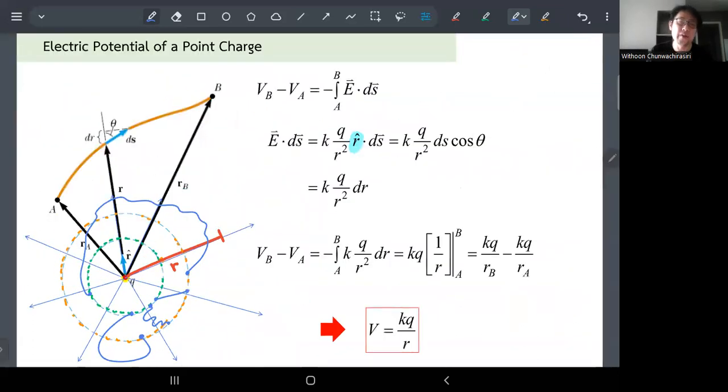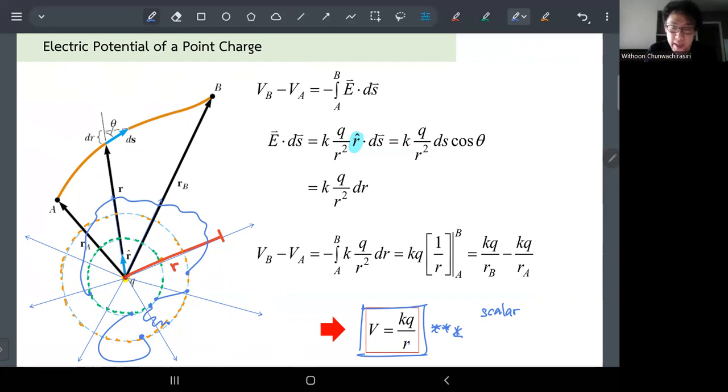All right, so instead of proving this, I give you this formula right away. The way you can calculate the potential from a point charge Q is V equals kQ over r, and that's it. You are done. The good thing about this one is it's a scalar quantity, guys, so you don't have direction to worry about anymore. You only care about how far away from the charge Q you are, and then you can calculate the potential right away.